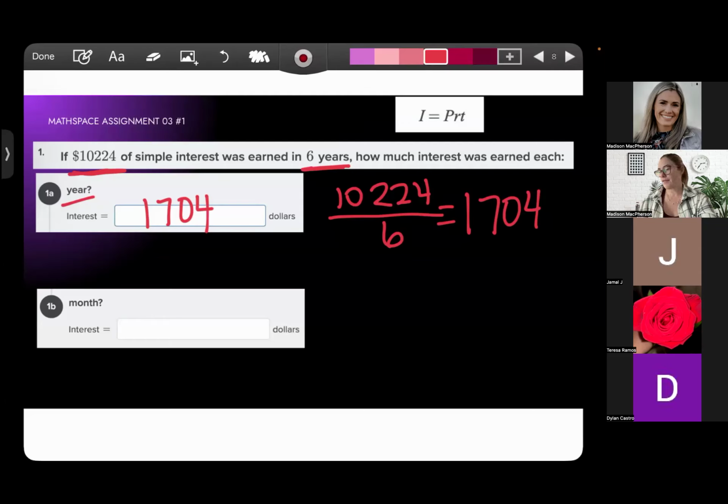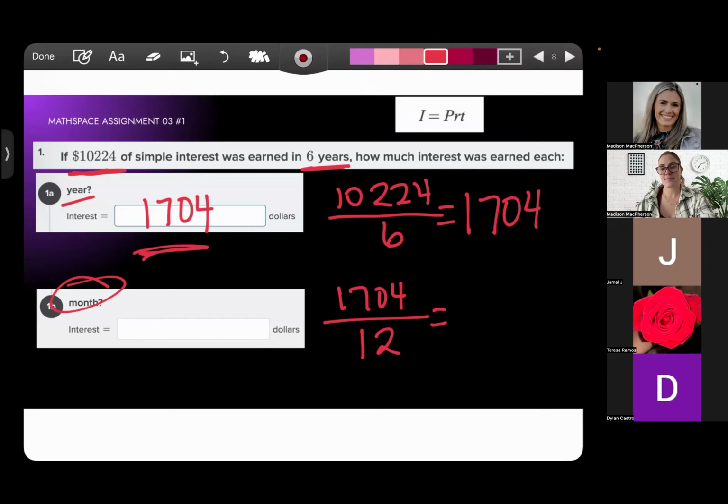Now, if that was earned each year, we want to know how much was earned each month. Well, how many months are in a year? 12. So we're going to take that amount, 1704, and divide it by the number of months, which is 12. Then let me know what you got in the chat. Thank you, Teresa. Great work. It's going to be 142. So the interest here is 142. So each month, you're making $142.